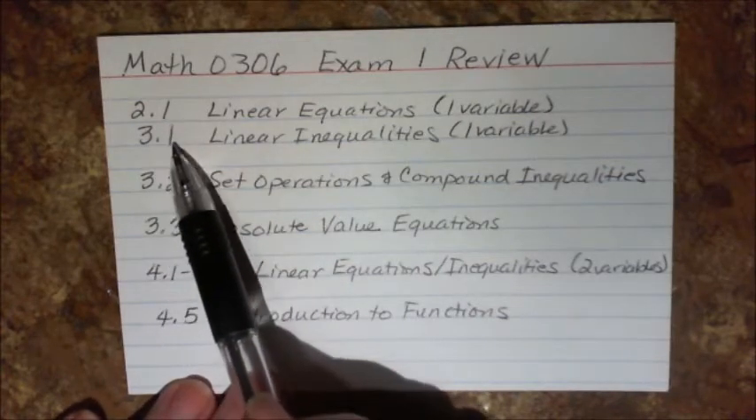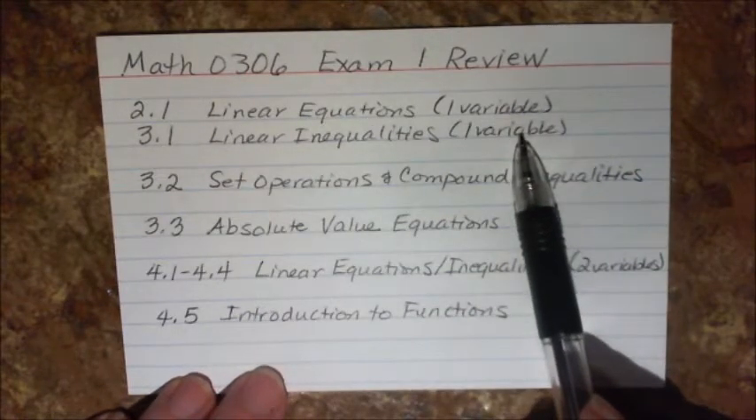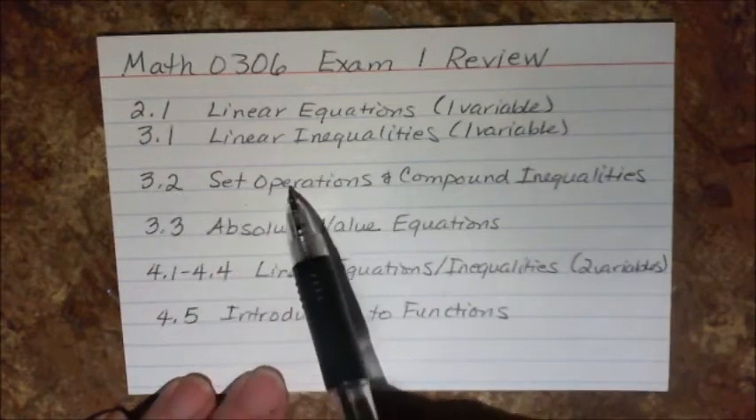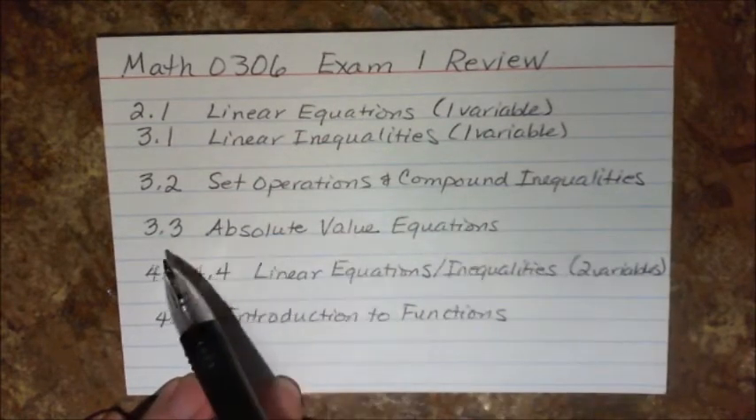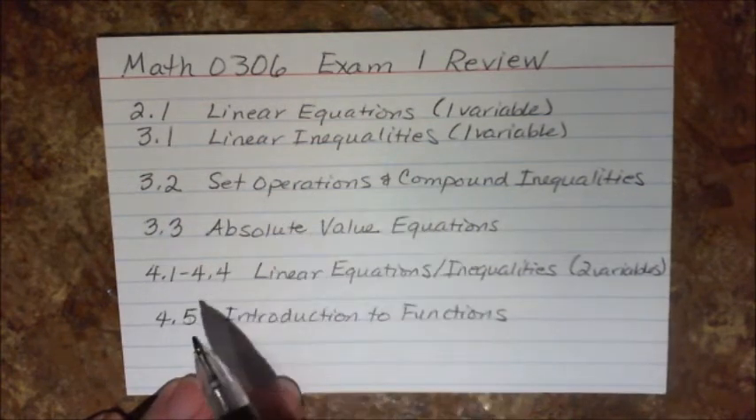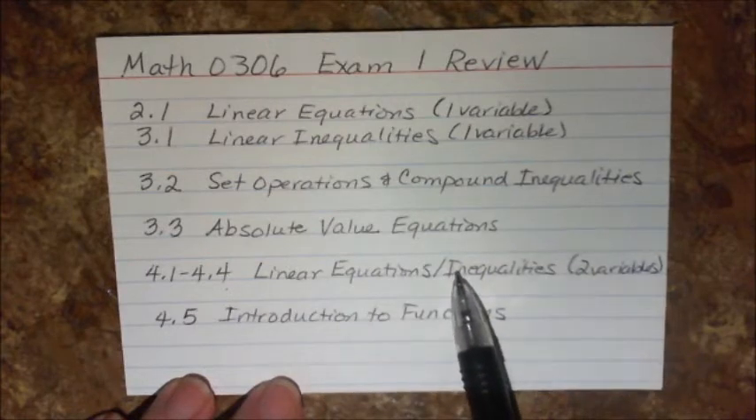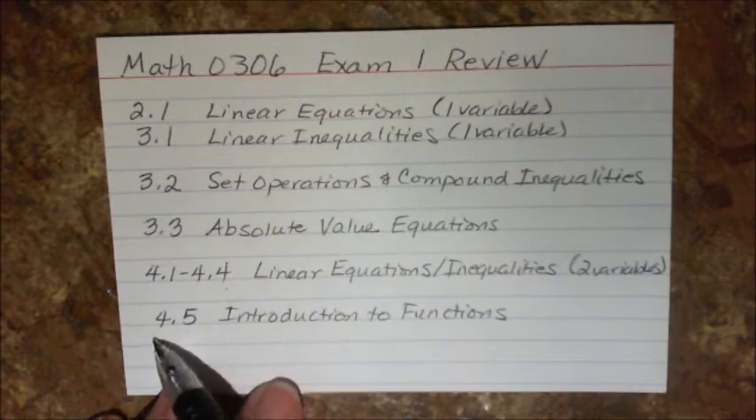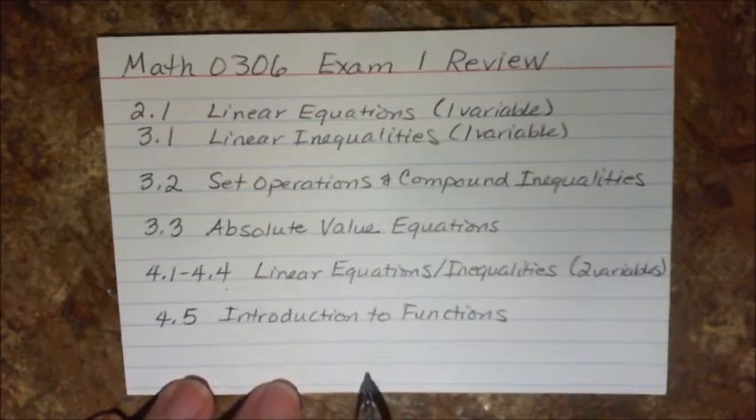Remember that 2.1 and 3.1, linear equations and inequalities in one variable, are considered repeat material from the level of math before this. 3.2, set operations and compound inequalities, is considered new material at this level. 3.3, absolute value equations, also considered new material at this level. 4.1 through 4.4, considered repeat material from the level before, linear equations and inequalities in two variables. And 4.5, introduction to functions, again considered new material at this level.